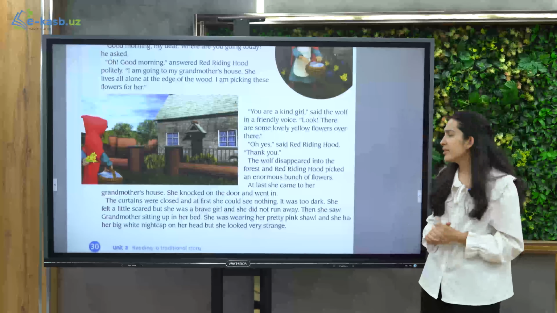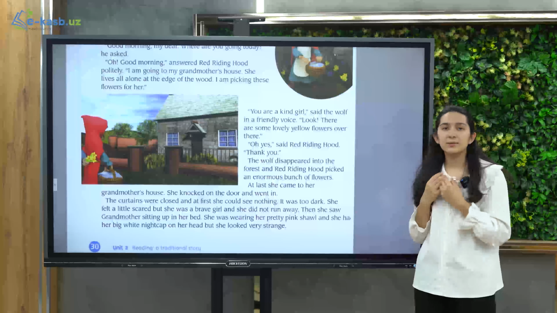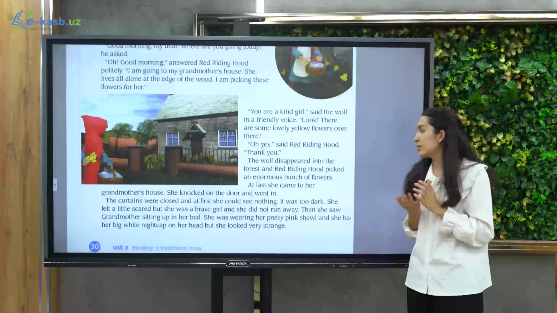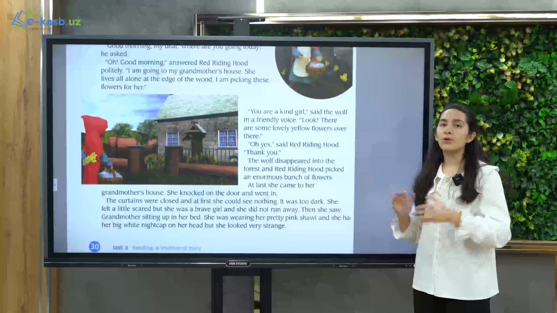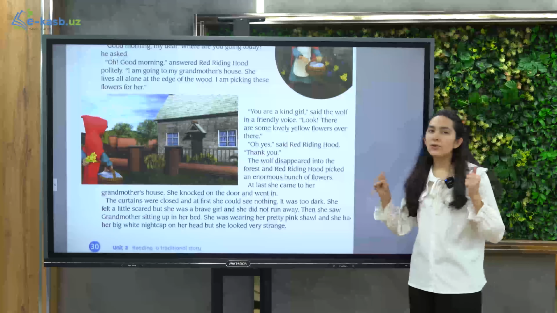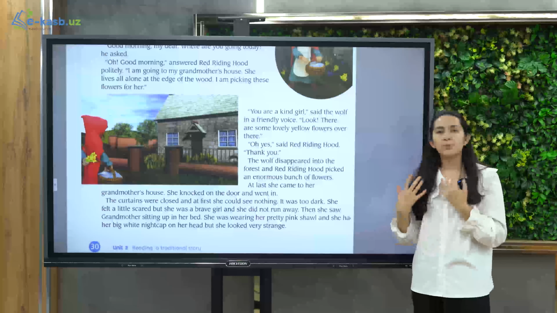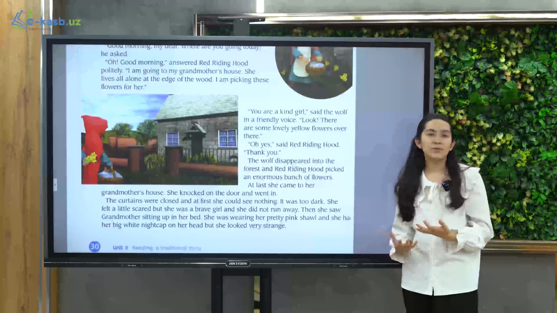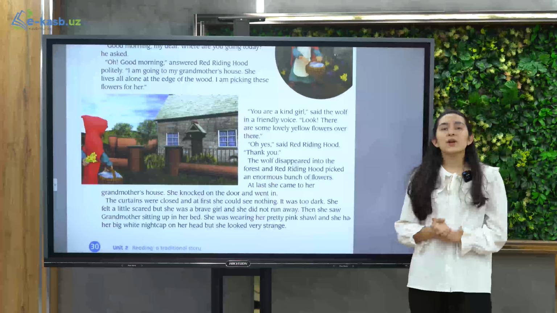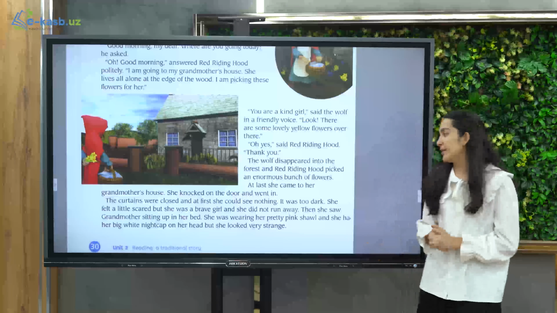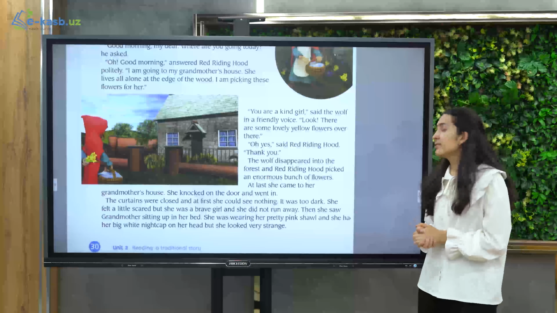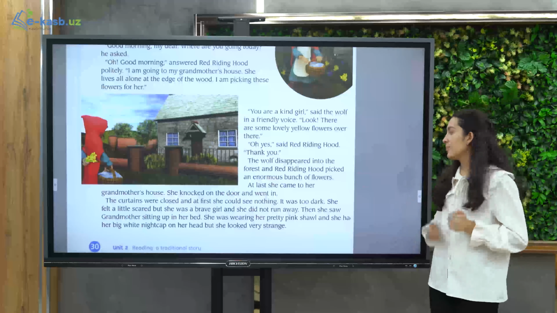At last, she came to her grandmother's home. At last means finally, eventually, ultimately. All of them are synonyms, and all of them mean vanihoyat. So she knocked on the door, it means knock, and went in.